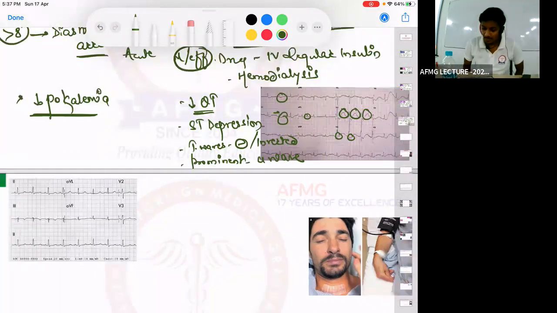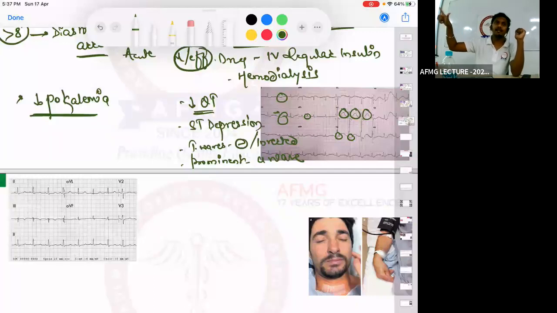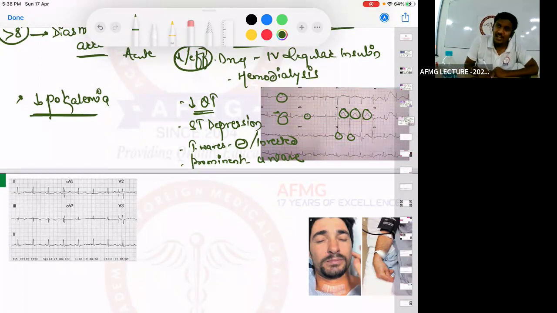So hypokalemia में ECG findings क्या क्या हैं? First of all, QT shortening. Second, ST depression. Third, T waves are absent or inverted. And there would be a prominent U wave. These are features of hypokalemia. Potassium values are low.